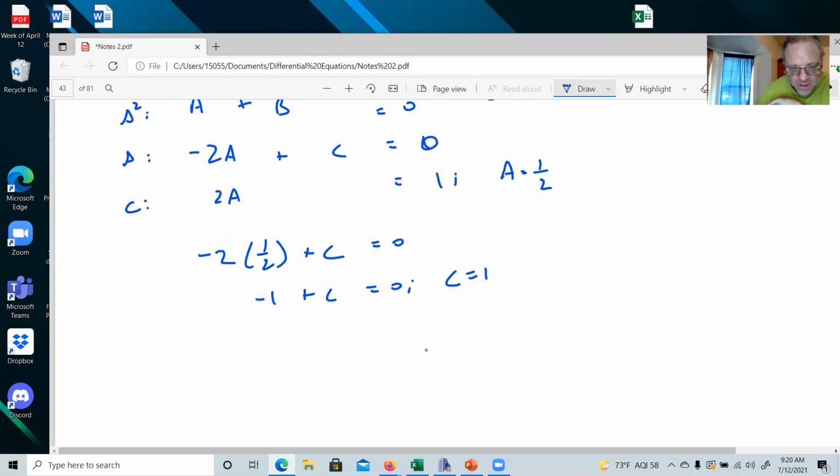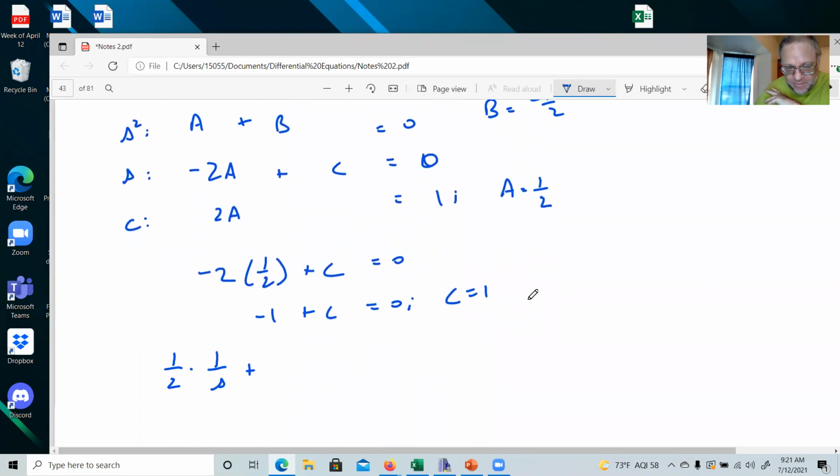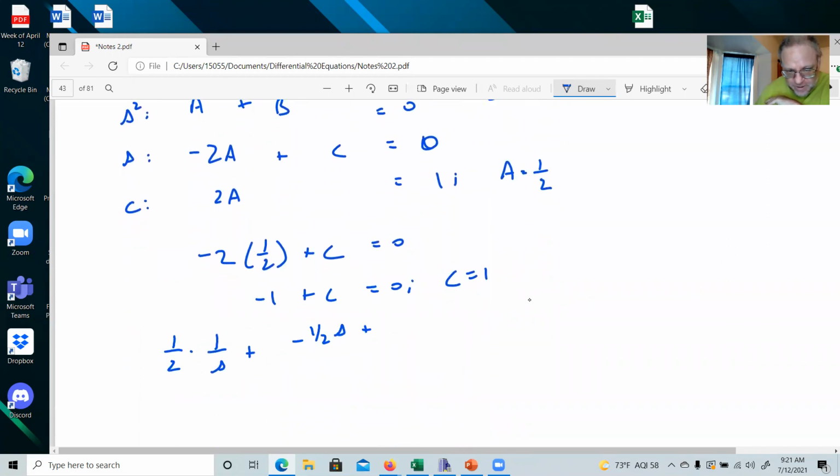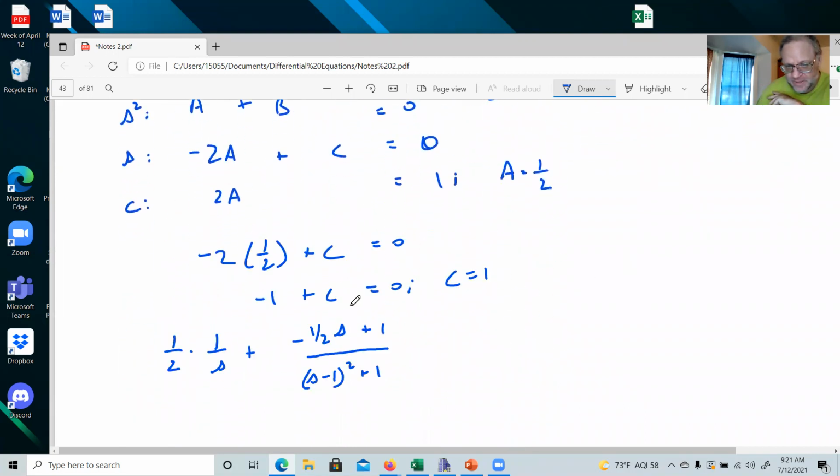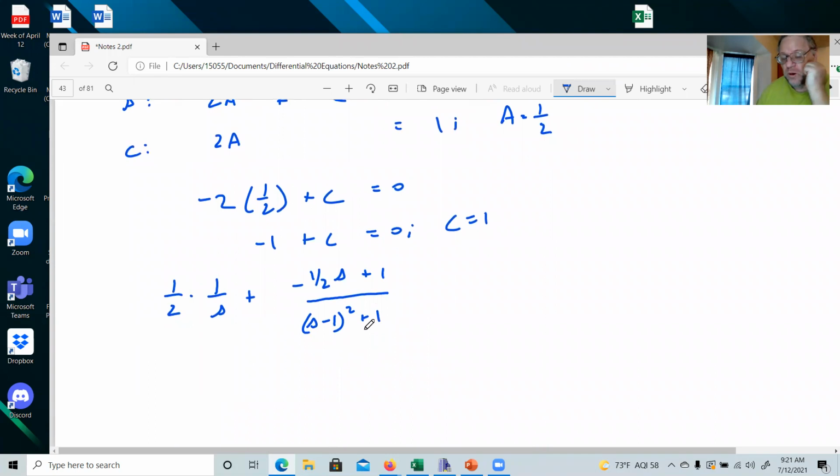We've got 1 half times 1 over s, plus b is negative a half s, plus c, which is 1, all over s minus 1 squared plus 1. It was this whole thing, but since we're going to need it in this form, I just put it back right now. Now, unfortunately, this term is going to be a problem. So what I'm going to do is factor out negative 1 half from the numerator of negative 1 half s plus 1.